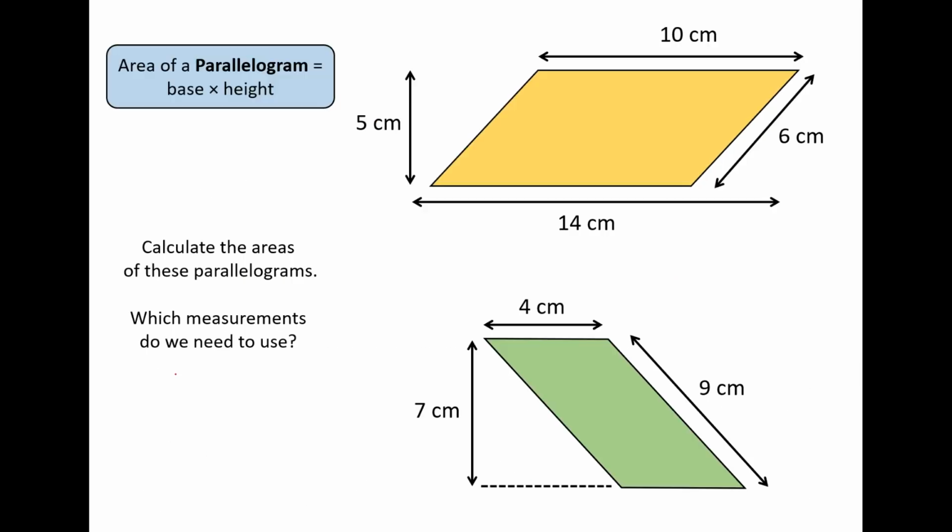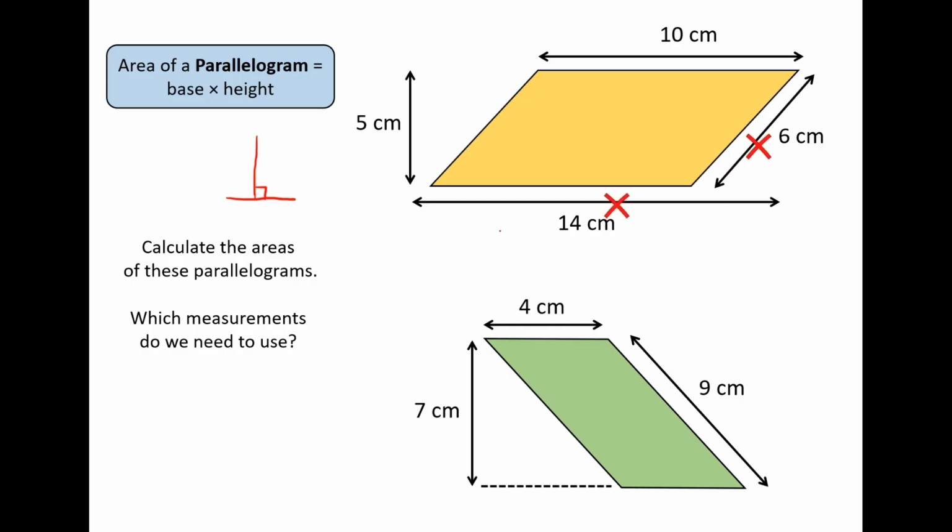Okay, let's go over some examples. So again, the area of a parallelogram is base times height, and it always has to form a right angle. So in this case here, for my first example, it looks like my base is going to be 10, and my height would be 5 because they would form a right angle. Okay, great. Now 14 is just too long to be my base. It extends too far. And 6 is slanted, so that can't be my height. So these are just there to confuse you.